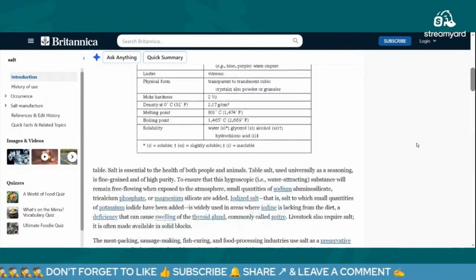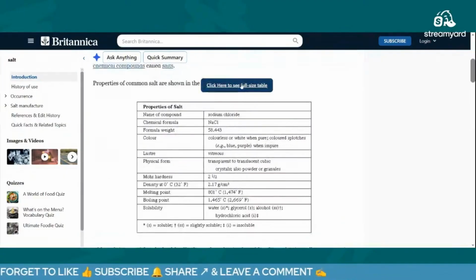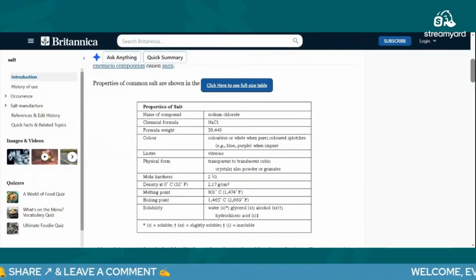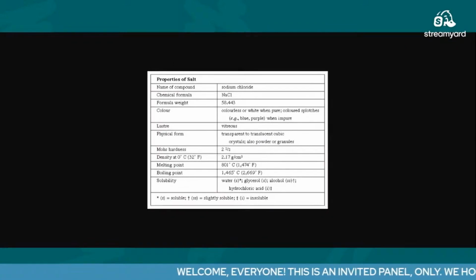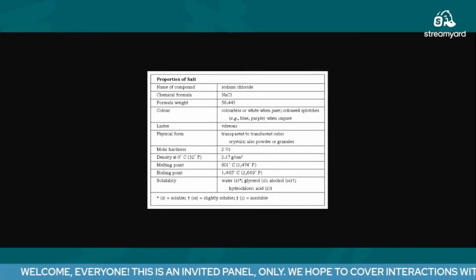So this table, I assume, is right. Let's have a look at this. I think that's just the same. Let me just check. Yeah, it is just the same. So we might as well go back to where we were.